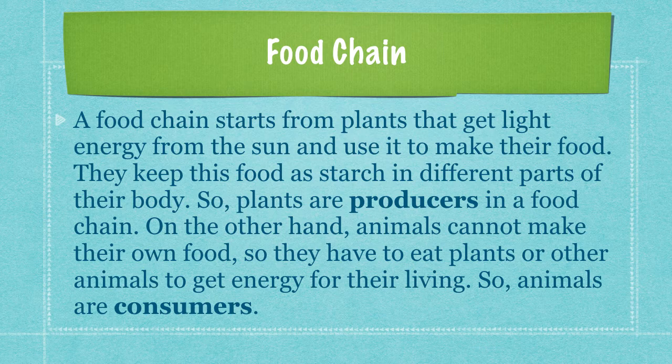So plants are producers in a food chain. Don't forget, plants are producers. Okay? On the other hand, animals cannot make their own food. Of course, animals cannot cook their own food. Have you seen a monkey cooking fried chicken? No, they cannot. So they have to eat plants or other animals to get energy for their living.